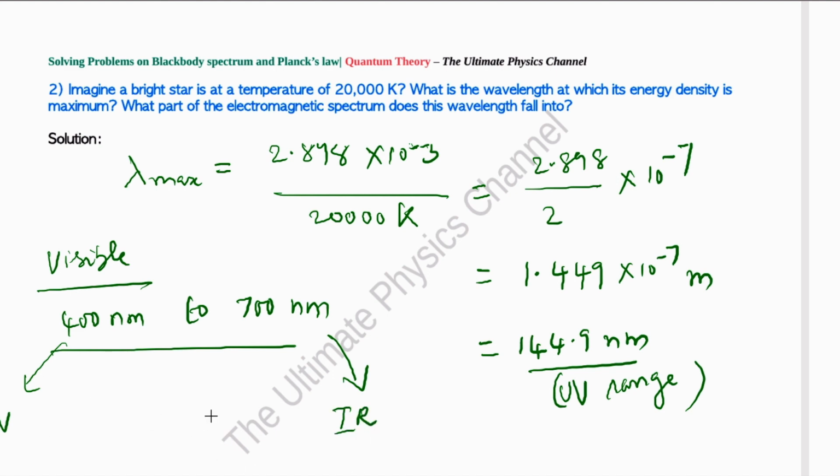Of course, this naming convention is based on the frequency spectrum. So wavelength and frequency are inversely related. In terms of wavelength, the lower wavelength is UV. So we have a wavelength that is less than 400 nanometers, and this typically falls in the UV range of the electromagnetic spectrum. Of course, still lower wavelengths are the X-rays and the gamma rays. Right, let's move on to the third problem.